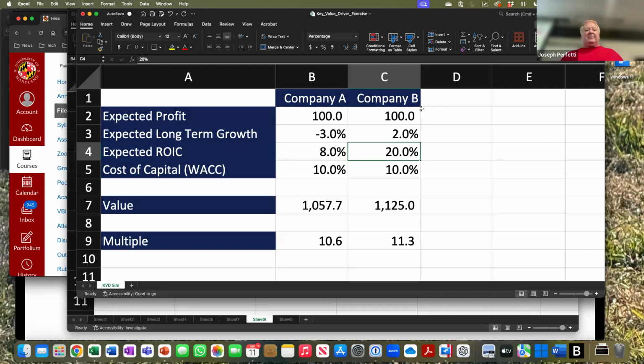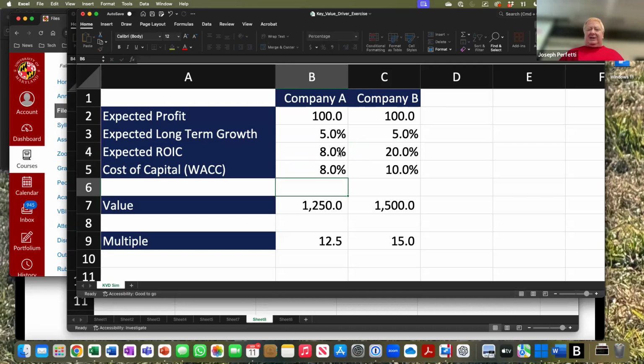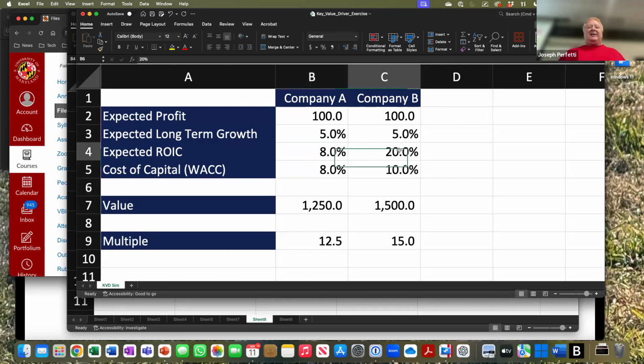The final scenario I want you to understand, which is more advanced, was in the exercise. I'll summarize here. We go back to our original numbers. Company A had zero spread. What if it had a zero spread with an 8% ROIC and an 8% WACC? Company B had a 10-point spread, but what if it had a 10-point spread with a 22% ROIC and a 12% WACC? So the spread stayed the same, but I changed the hurdle rate.